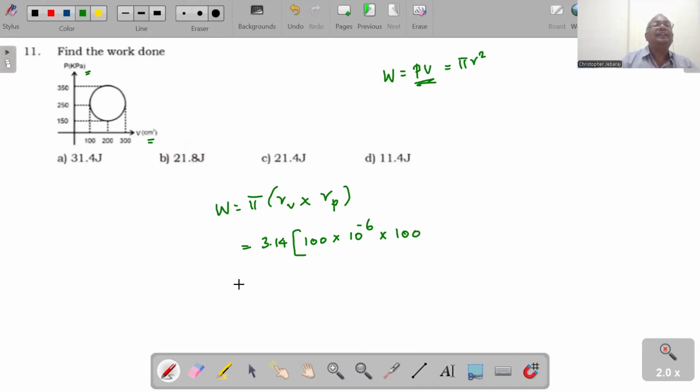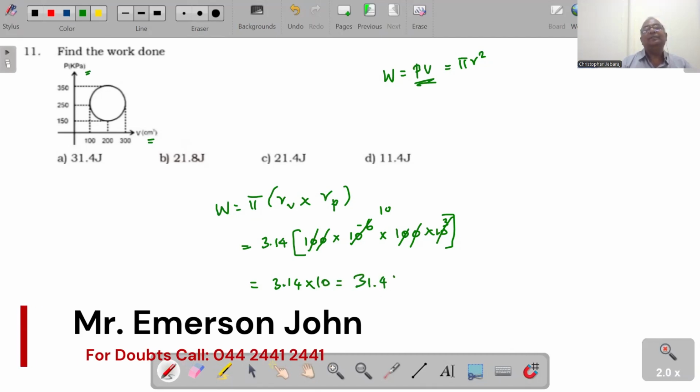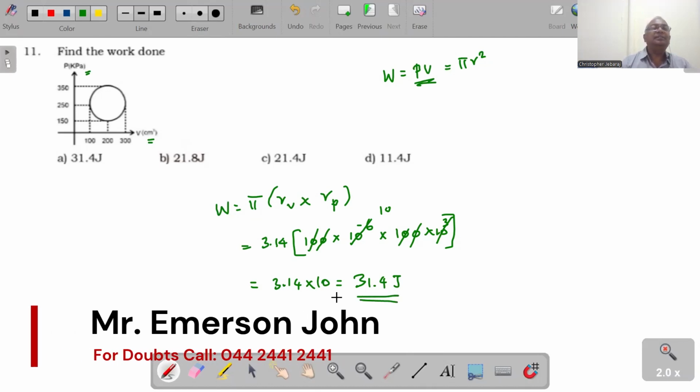This is kilopascal. Kilo is nothing but 10 to the power of 3. That's all. We just need to calculate this. So, 3.14 into 1, 2, 3, 4, 7. So 10, 31.4 is the answer. 31.4 is the answer.